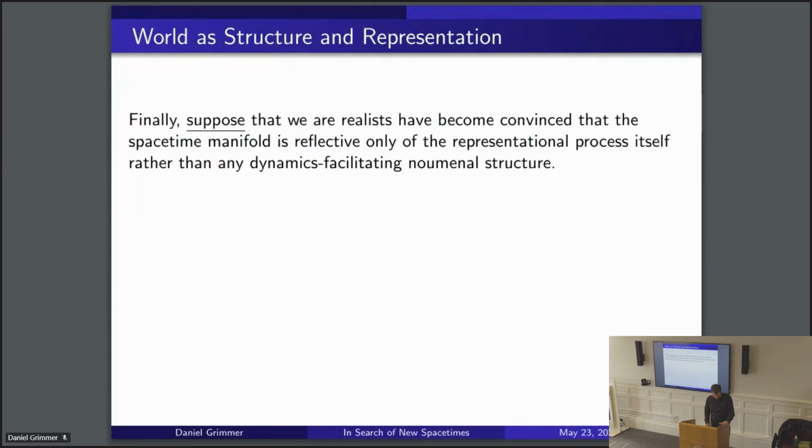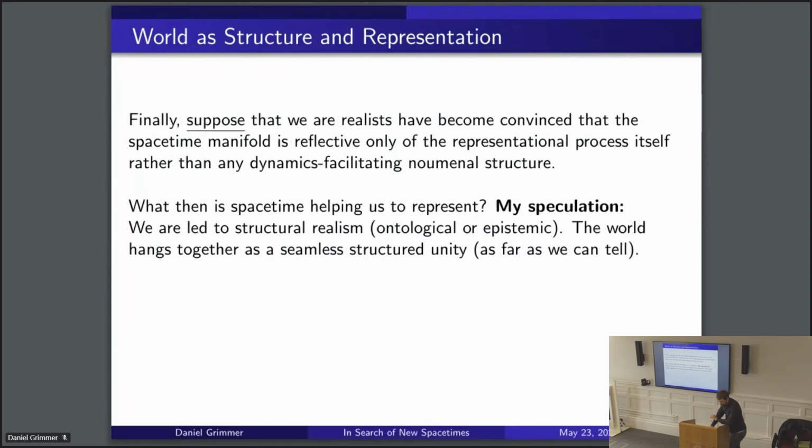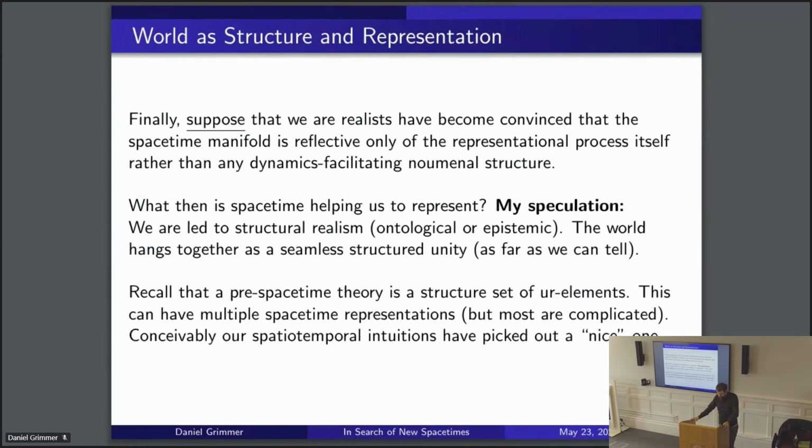Okay. And finally, let's suppose that we do want to be realists, and we're convinced that this space-time manifold's reflective only of the representational process rather than any underlying noumenal stuff. What's it helping us represent then? If we go in this direction, I think we're led to a kind of structural realism, which could be ontological or epistemic, and the world kind of hangs together as a seamless structured unity, at least as far as we can tell. And we have lots of different pre-space-time structure for our thing, but it's a set of elements, the way I've formalized things. Right?